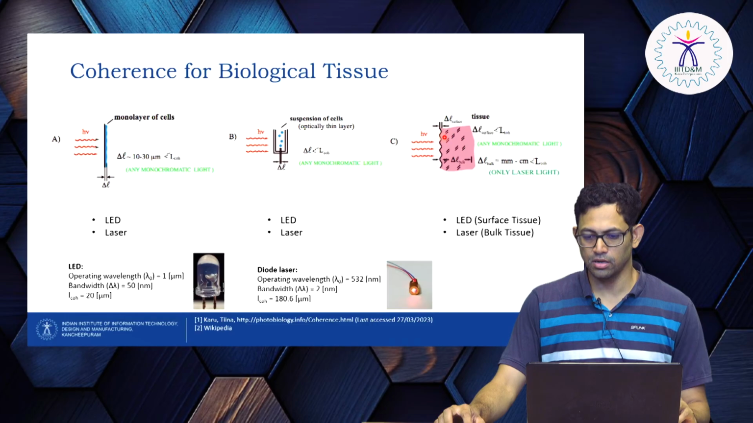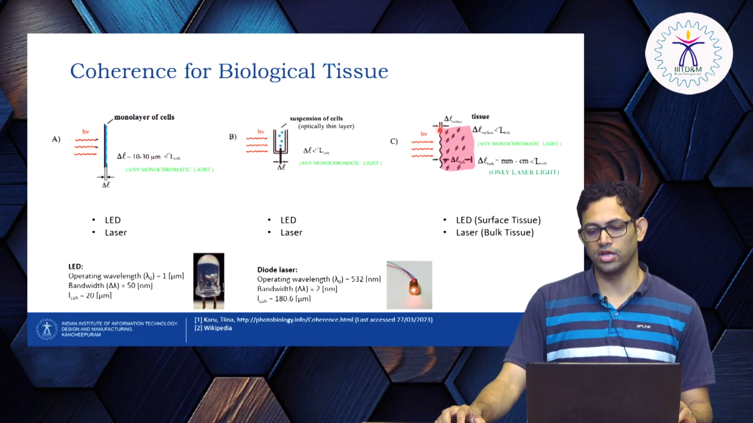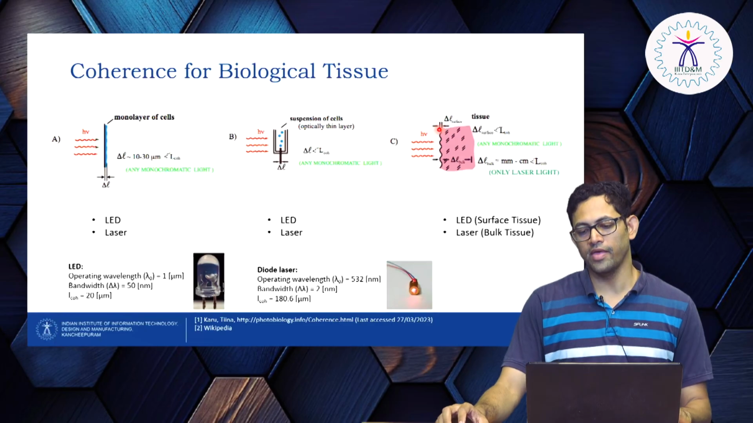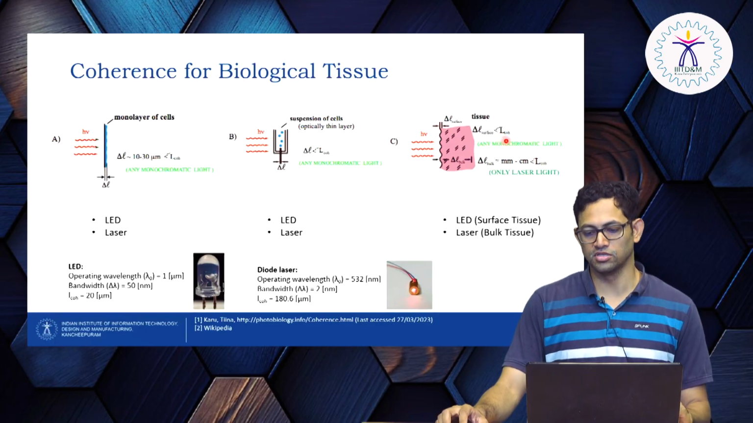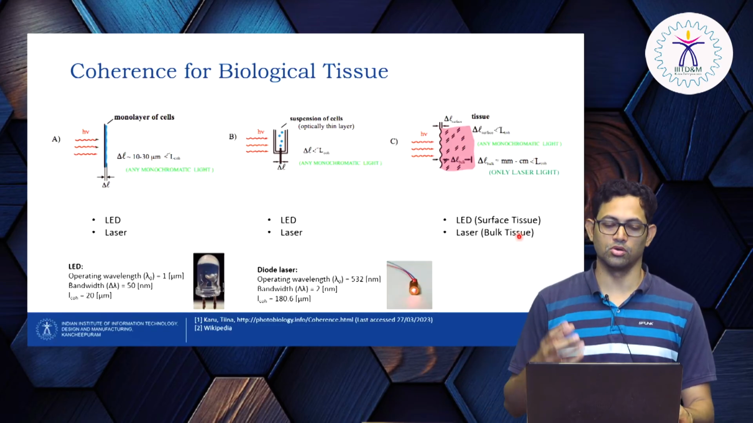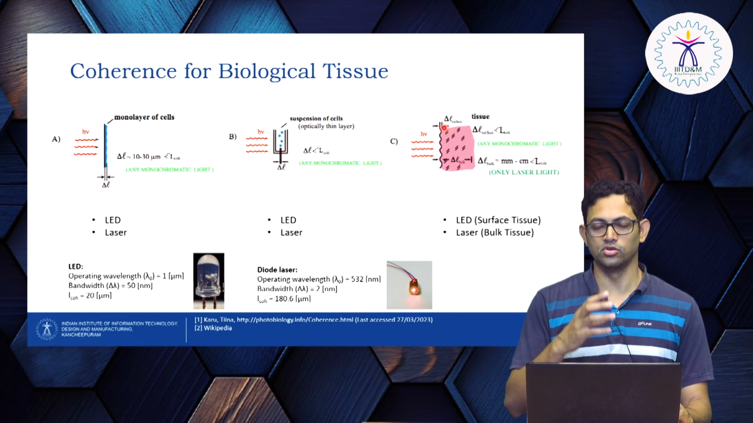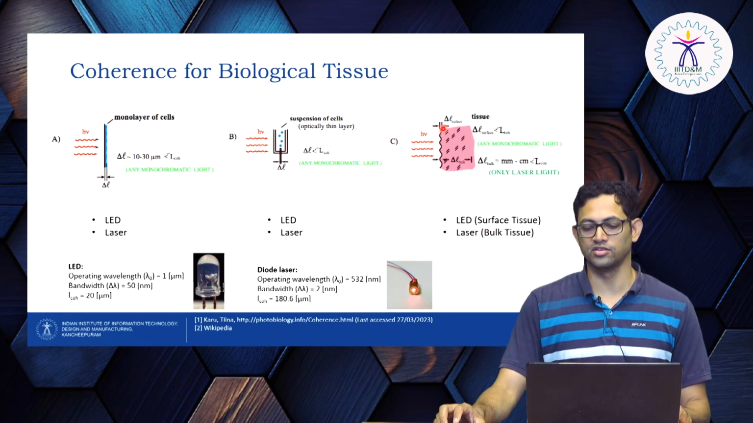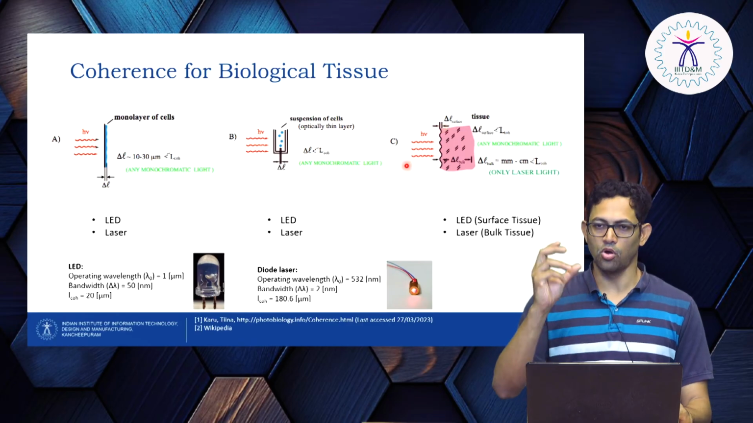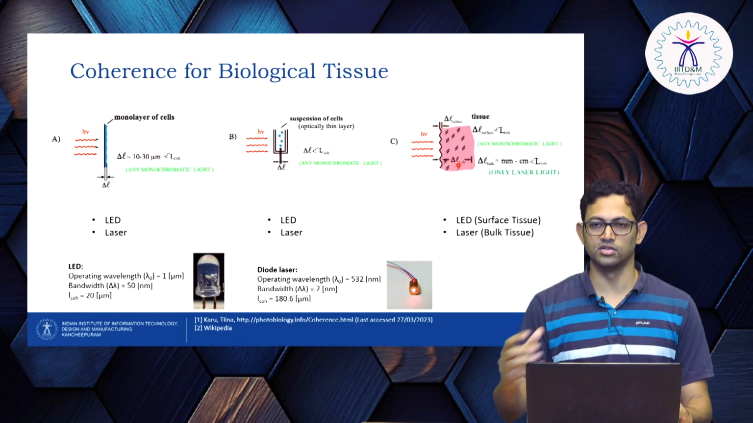Now there are two things that we can focus on: the surface of the tissue, and the bulk tissue as well. If you want to quantify surface properties, in that case you can still use an LED, because it would have a small thickness where it could survive its own coherence.